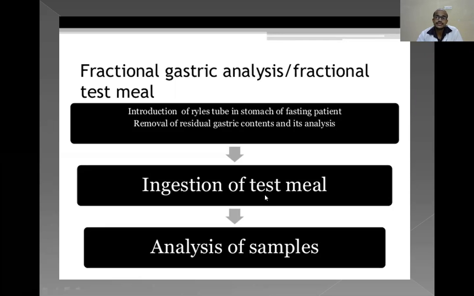And then ingestion of the test meal. After taking the fasting gastric contents, ingestion of the test meal is done and then analysis of the sample. After ingesting the test meal, after some time, again through the syringe, through the Ryle's tube, the gastric content is collected and again it is analyzed. So this is fractional gastric analysis.